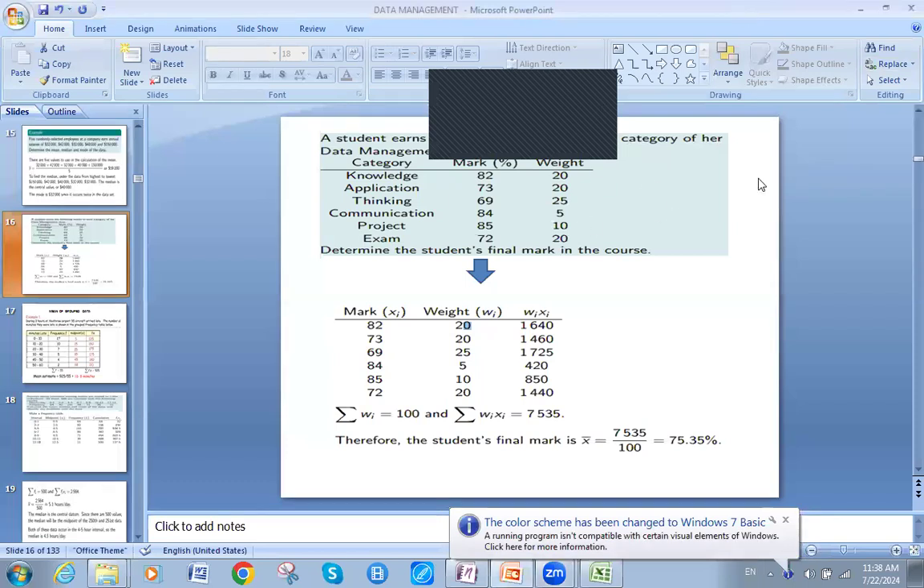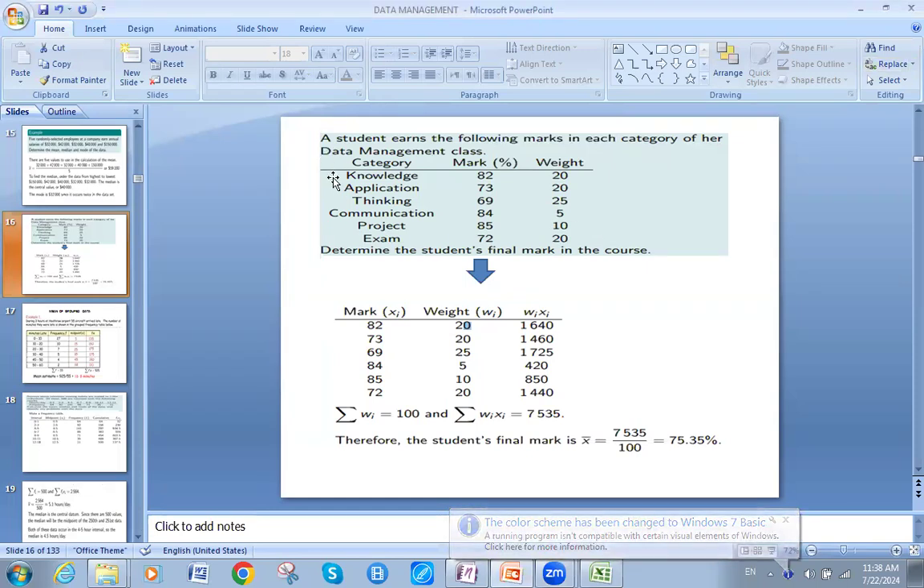A new part. We're still in the mean, or the average, but this time we will study the weighted average. Weighted average is like it's supported by weight. Weight percentage is something that the management gives. As an example, management gives the knowledge 20%.